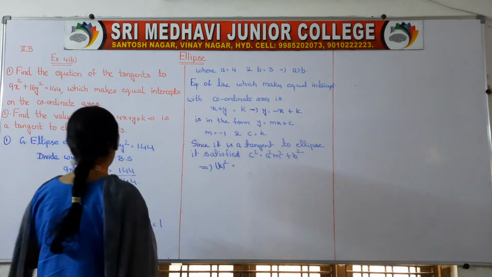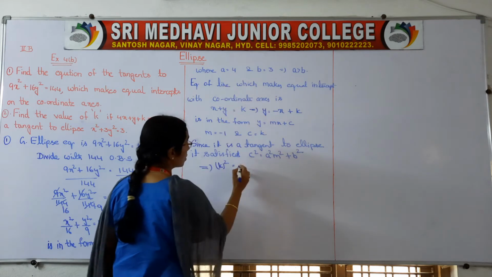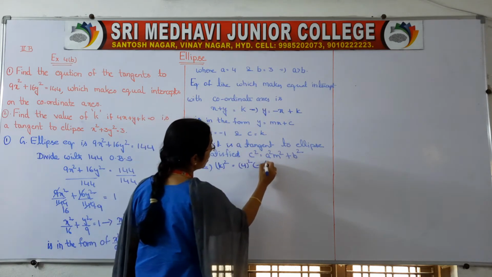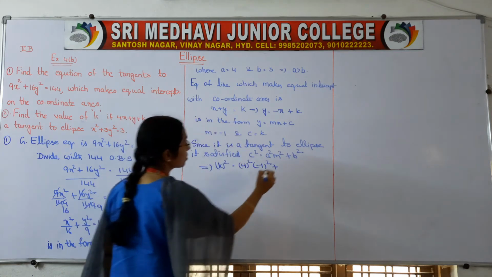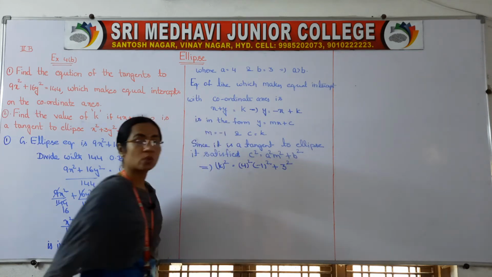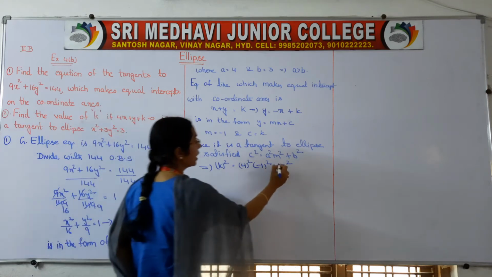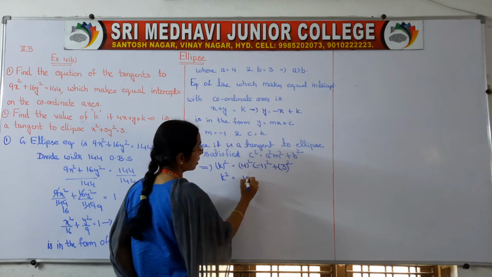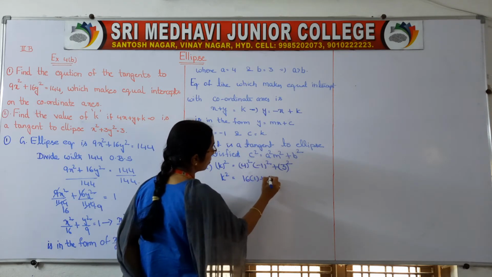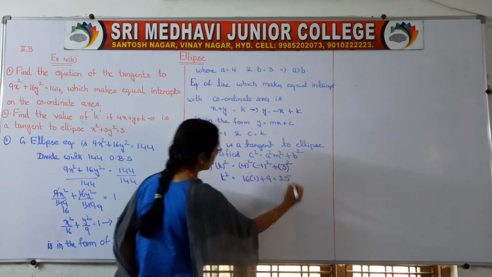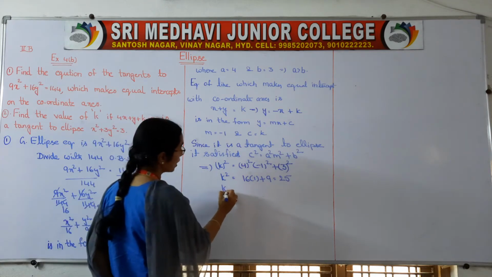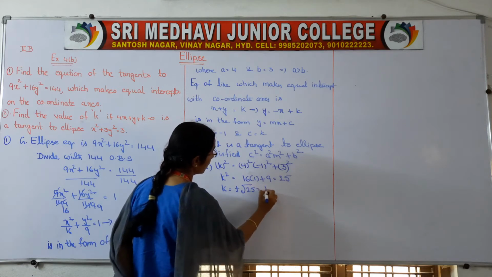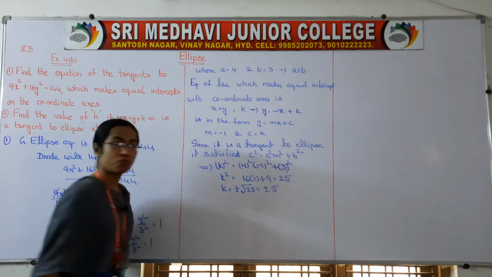a square. What is our a value? 4. So it is 4 square. m is minus 1 whole square, plus b square, that is 3 square. Okay. So k square is equal to 4 square, 16 into 1, plus 9, is equal to 25. So k is equal to plus or minus root 25, that is plus or minus 5.